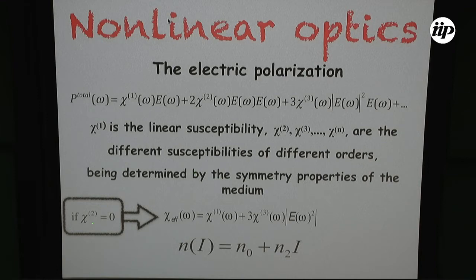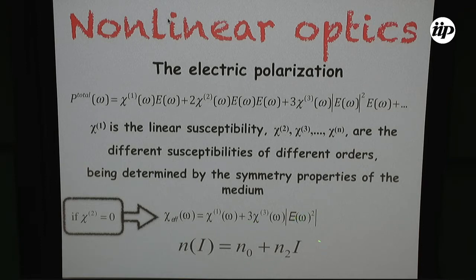And chi2 is 0 in a centrosymmetric medium like magnetic colloids, which are isotropic without the application of the magnetic field. You have an effective susceptibility here, which has essentially two components. One of them is the linear one, which is always present, and the second one is the next non-zero term of this expansion, chi3, the third order susceptibility, and here is the intensity of the beam.